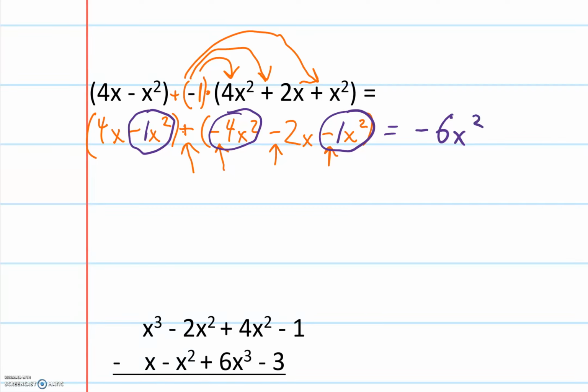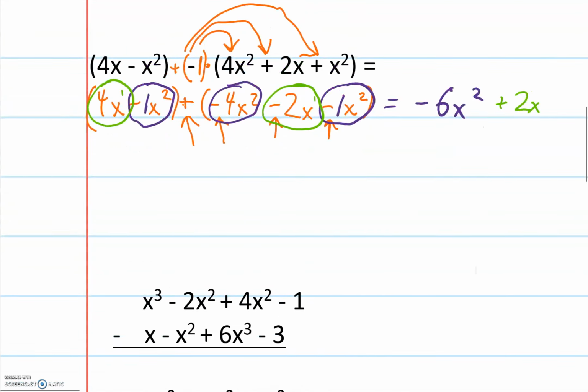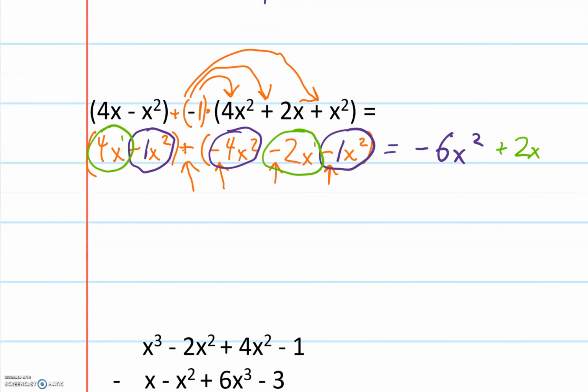Looking at the next highest degree, we have this invisible degree of 1 here and an invisible degree of 1 here. So we have 4x minus 2x equals positive 2x. So 4 minus 2 equals 2. All right, so all we're doing is we're multiplying that negative into the brackets, or you're subtracting by the number.